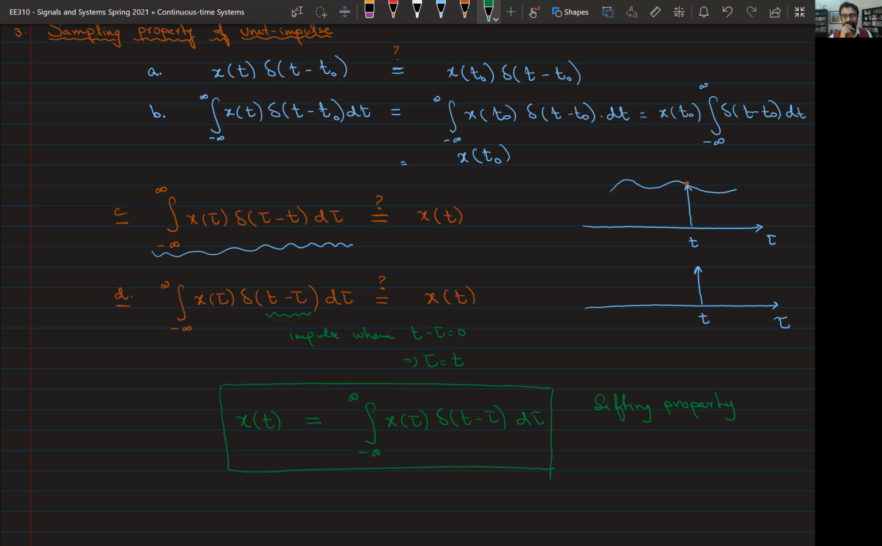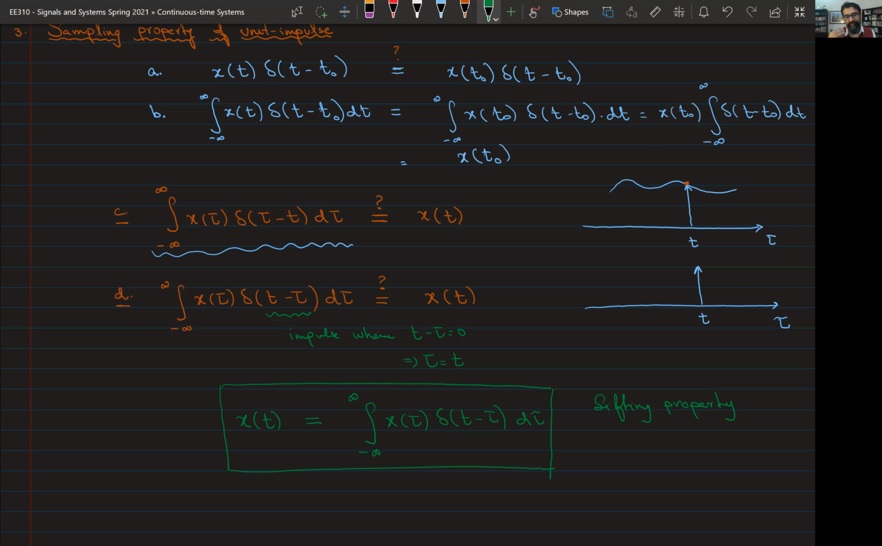Sir, I had the same answer. Okay. So what you're saying, Hassan, is actually the sampling property of the delta signal, right? Delta of t minus tau only resides at tau equals t, so that's where you sample it, and that becomes x of t.